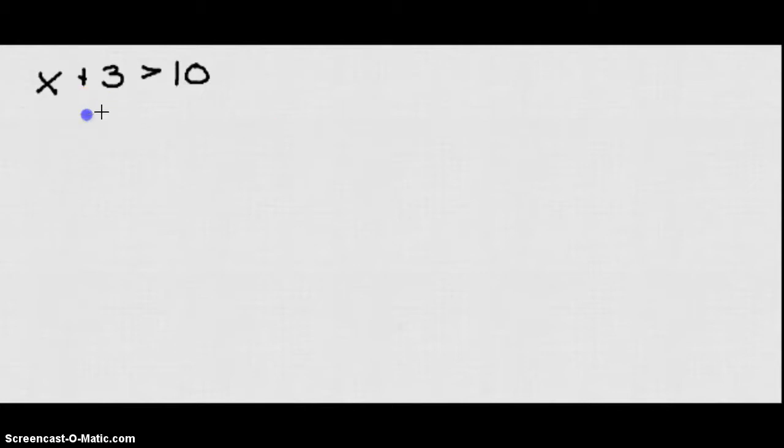I can subtract 3 from both sides of this inequality, and it's still going to be true. If I do that, my 3's cancel out, and I'm going to get x is greater than 7.